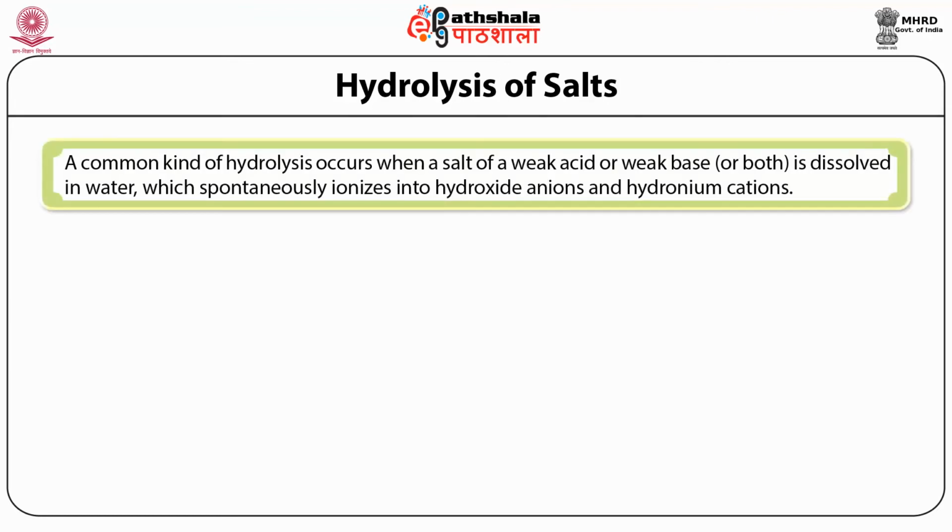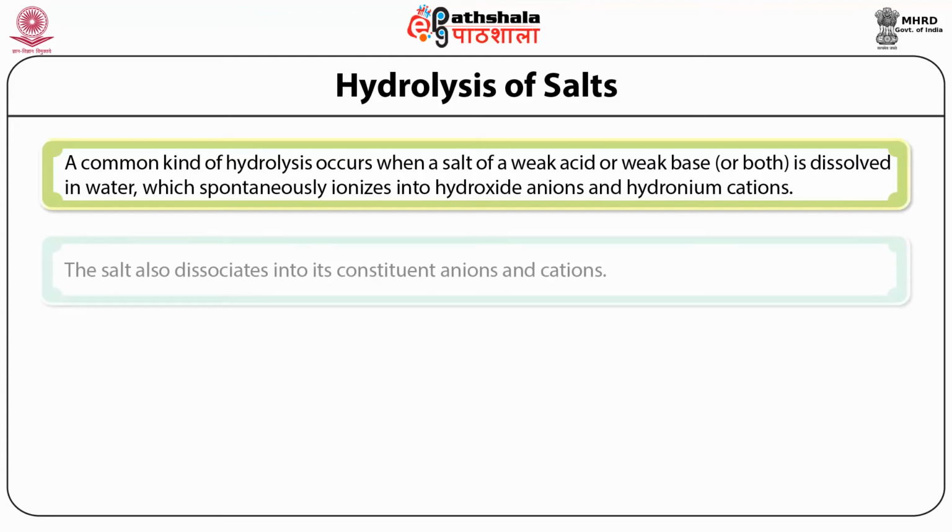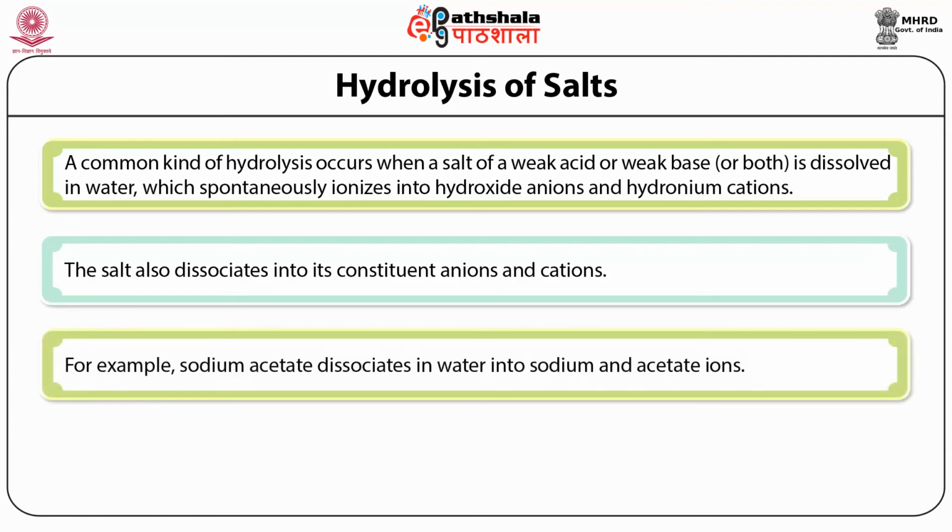A common kind of hydrolysis occurs when a salt of a weak acid or weak base is dissolved in water. Water spontaneously ionizes into hydroxide anions and hydronium cations. The salt also dissociates into its constituent anions and cations. For example, sodium acetate dissociates in water into sodium and acetate ions.